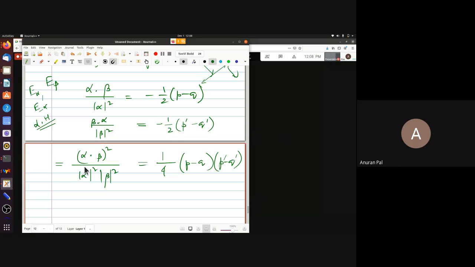It's one. No. Come on. No. Alpha dot beta squared divided by alpha length squared beta length squared. What is that? Cos squared. It is cos squared.